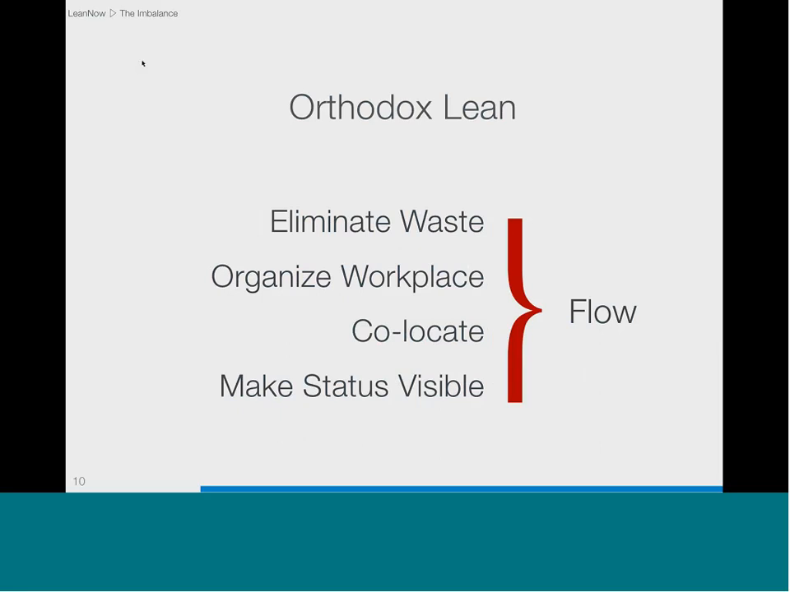So you can think of orthodox lean this way. The front end of orthodox lean, based on experiences on the factory floor, has been to eliminate waste, to reorganize the workplace, to co-locate the people in a very small area that are doing a particular type of production, and to make the status as visible as possible.